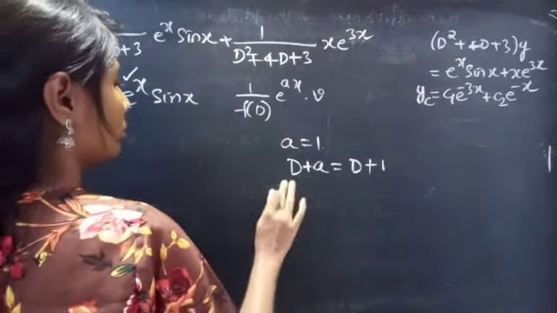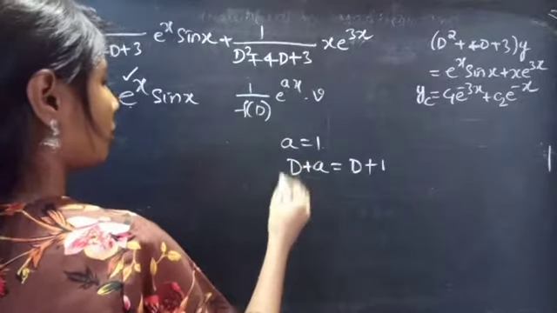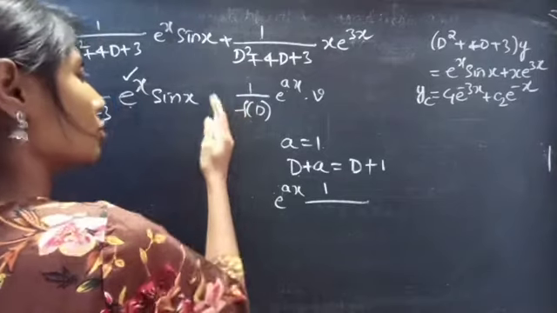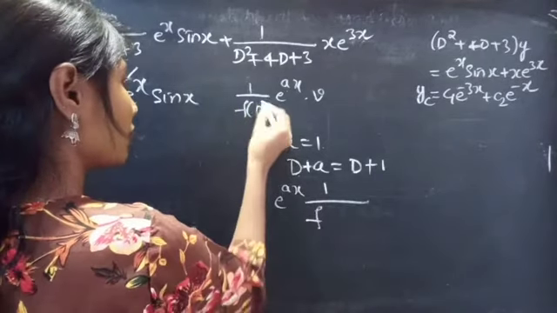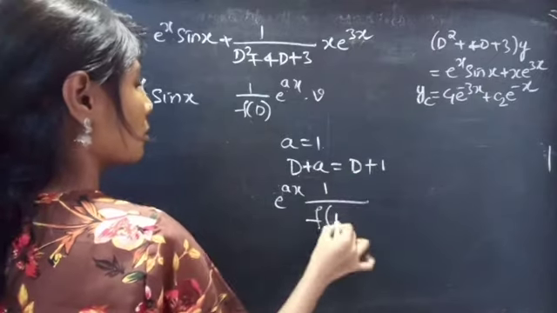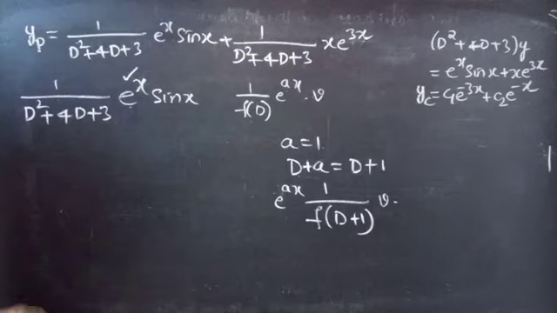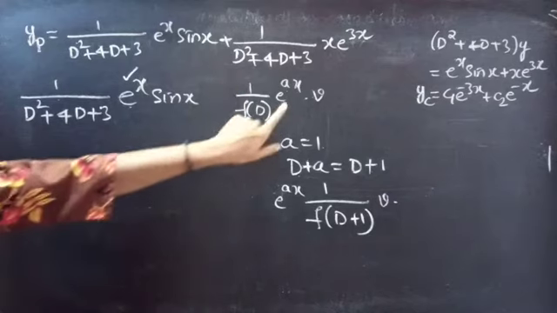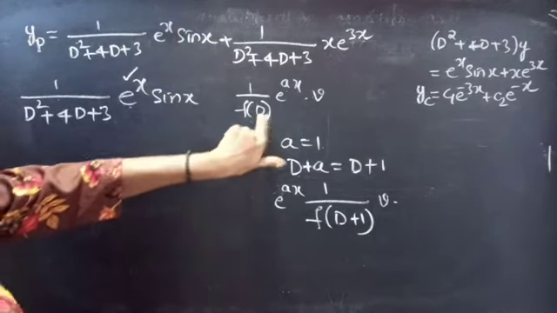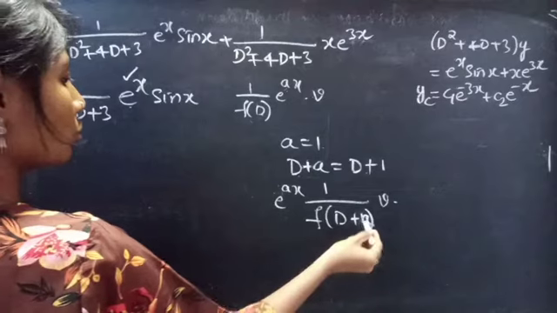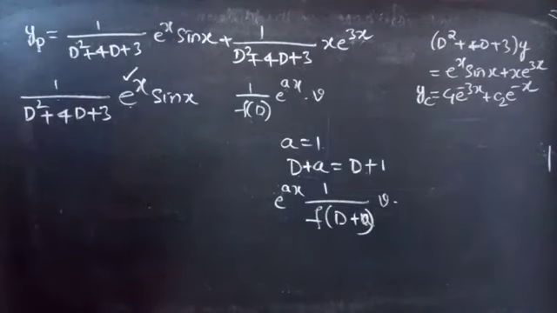Simply, we'll shift e power ax in front, towards the left, by replacing the differential operator D by D plus 1 into V, right? Beside 1 by f of D, towards the left, we are going to shift e power ax by replacing D by D plus a. Here you're having a, so we put a here.